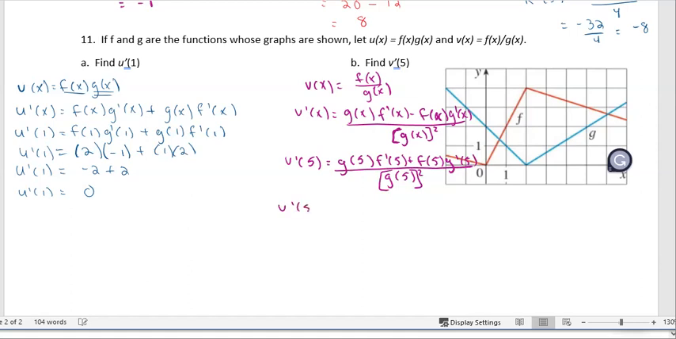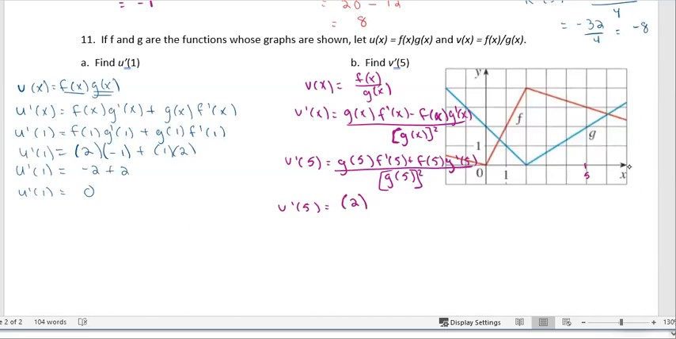So let's see if we can find some values. G of 5, so here's 1, 2, 3, 4, 5. It looks like it's right here. So I'm going to mark that so that we have it. So g of 5 looks like 2.